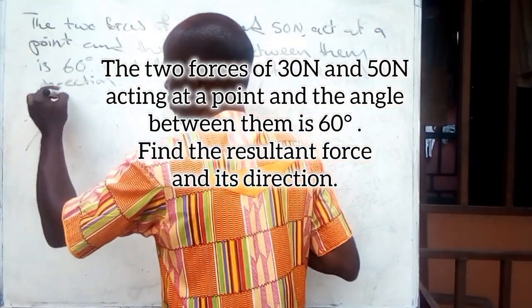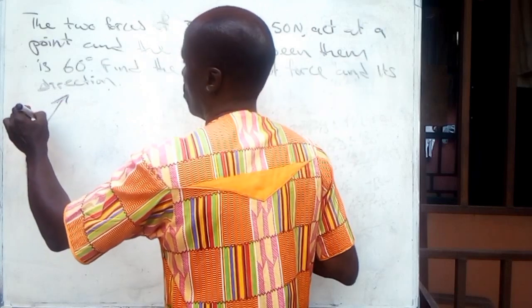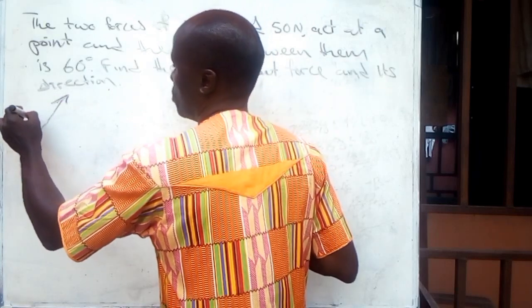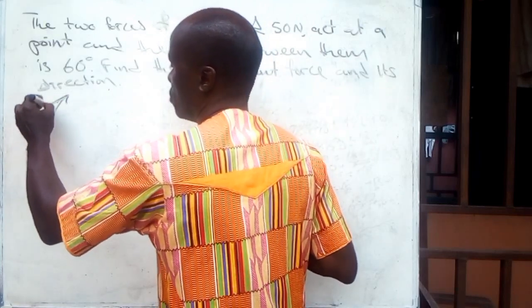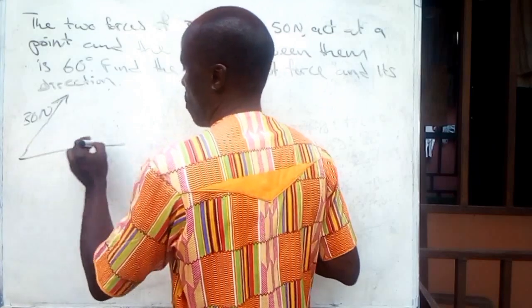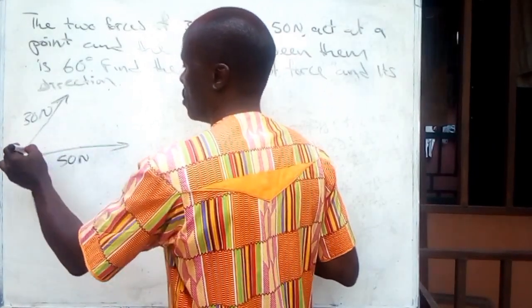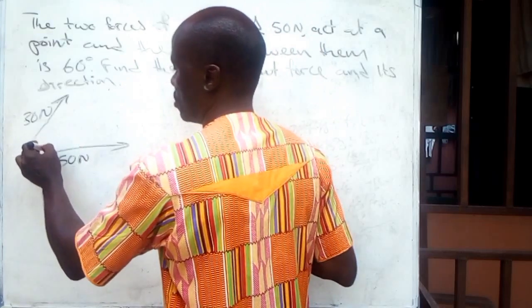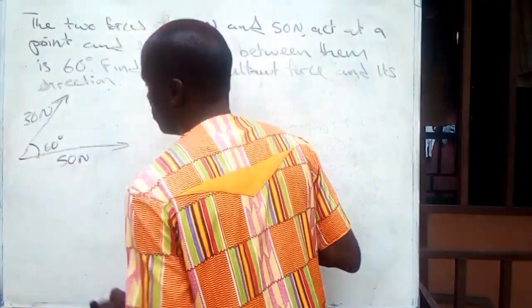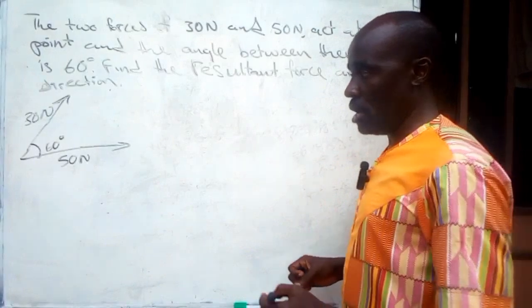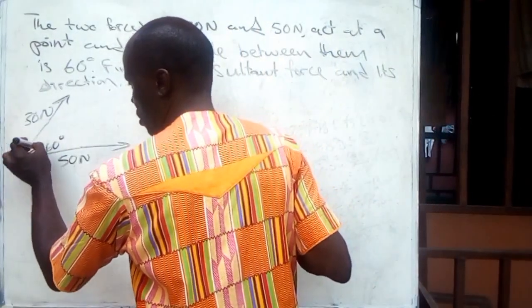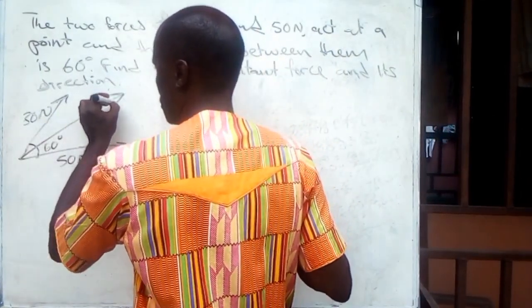A sketch of the two forces. We have one which is what? This one is 30 Newton, and the other one is what? 50 Newton. Then the angle between them is what? 60 degrees. So now the resultant force should be the one going in between them here.